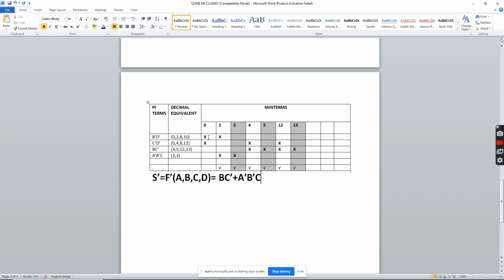Now what all is left? 0 is not covered, so 0 is left, and 0 can be covered by using either B bar D bar or C bar D bar. So I will have two solutions possible, that is B bar D bar, or I will rewrite the expression with C bar D bar. So this is the final solution.